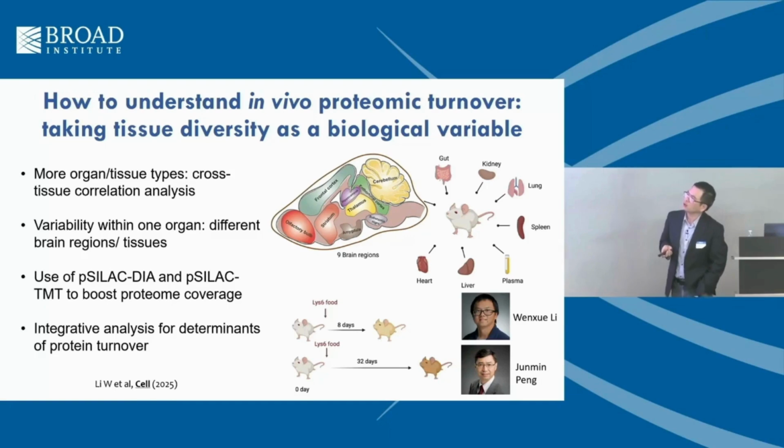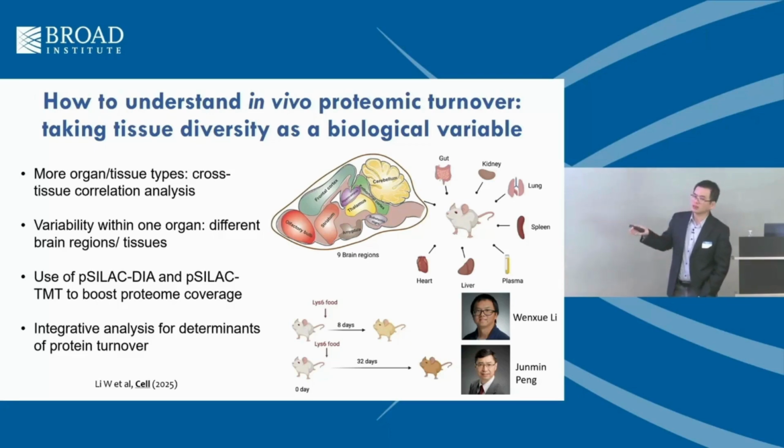Also, we want to look into the brain because there are a lot of different brain regions in this important organ that we could use to dissect the variability. And we aim to use both DeltaSILAC DIA and DeltaSILAC TMT to boost the proteome coverage, and then to better understand the determinants of protein turnover. This study was a collaboration with Junmin Peng's lab at St. Jude Hospital.